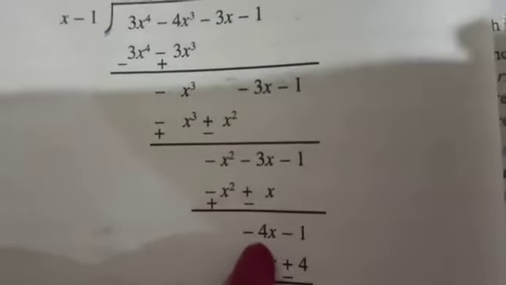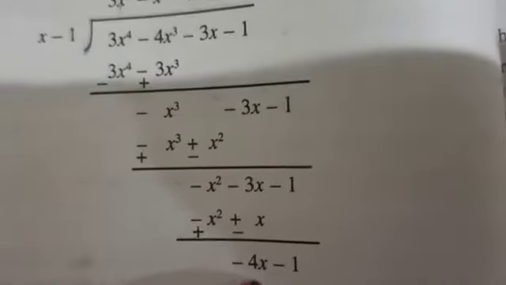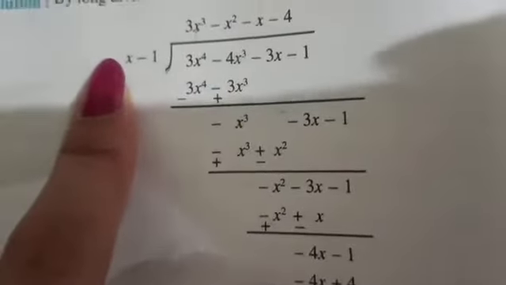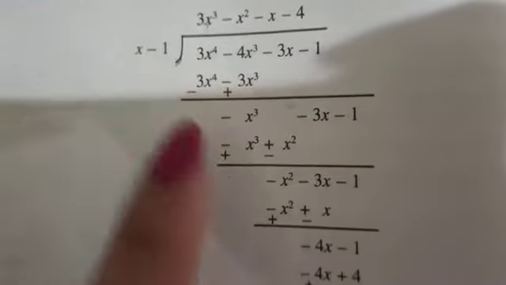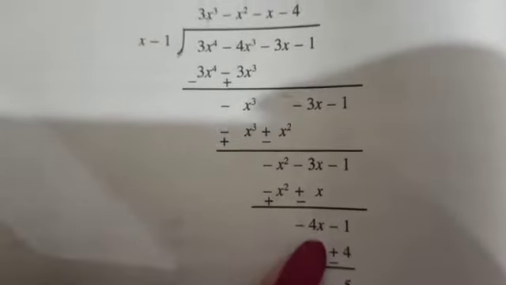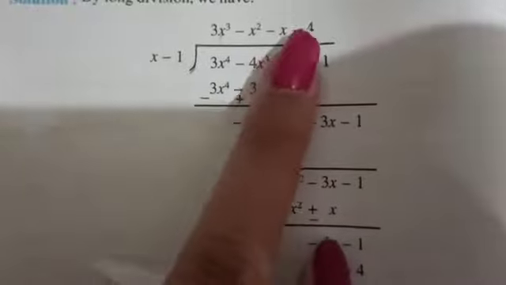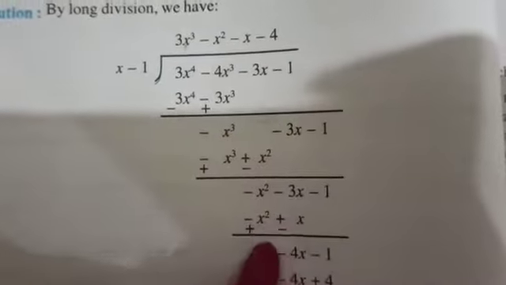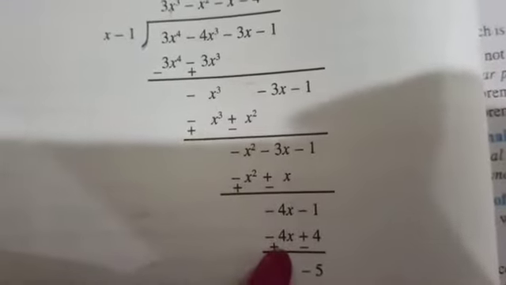The new dividend is minus 4x minus 1, and first term of new dividend is minus 4x, and first term of the same divisor is x. Now we have to get minus 4x here. So how we'll get minus 4x here? X multiplied by minus 4. We'll write here minus 4. X multiplied by minus 4 is minus 4x.